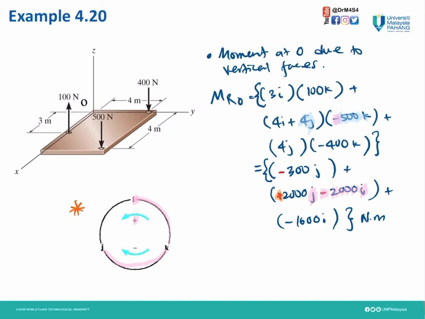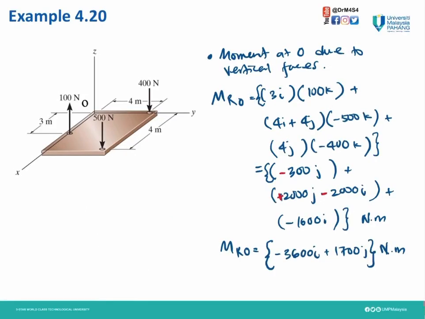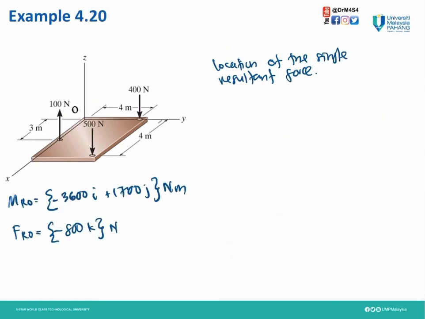Using the same method, do for 4J times negative 400K. So J times K, I, and it's positive. However, here is negative, so we get negative 1600. Then we can get our MRO is negative 3600I plus 1700J Newton meter. So we find out our MRO and FRO.